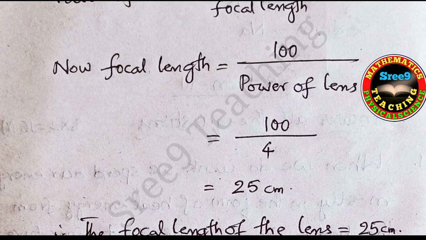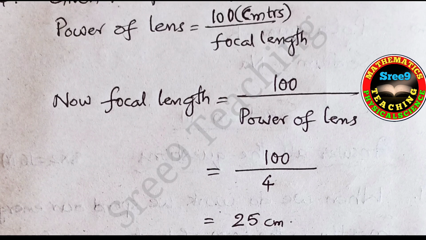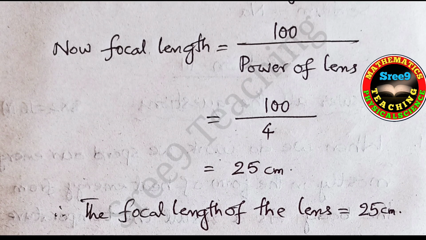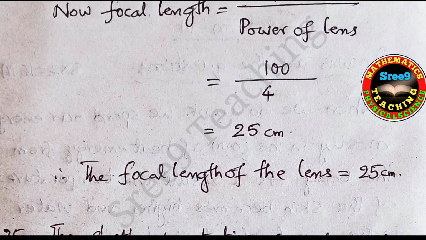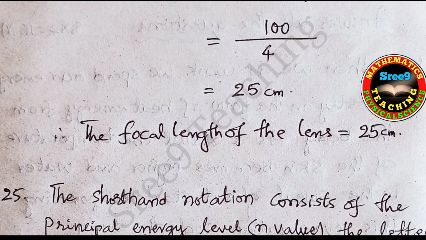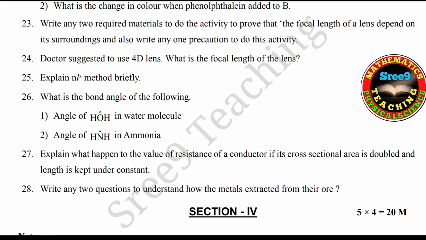So that equals 100 by the power of the lens, which is given as 4D. So D is how much? 4. The power of the lens is 4. Hence we write the power as 4, and when 100 is divided by 4, we get 25. So the focal length of the lens is 25 centimeters. Yes, this is the answer. Now see the 25th question.